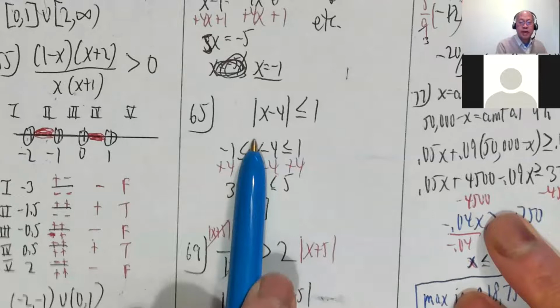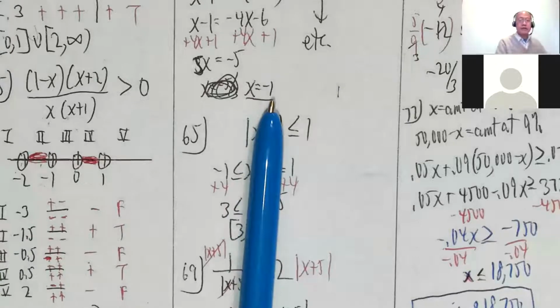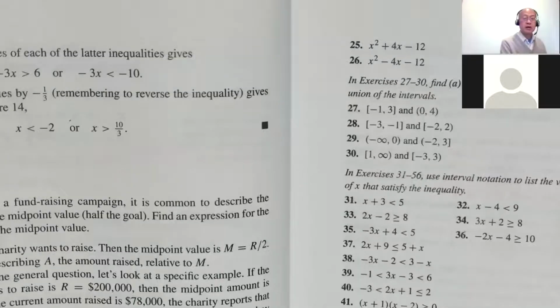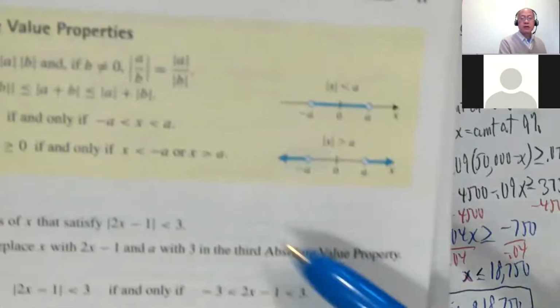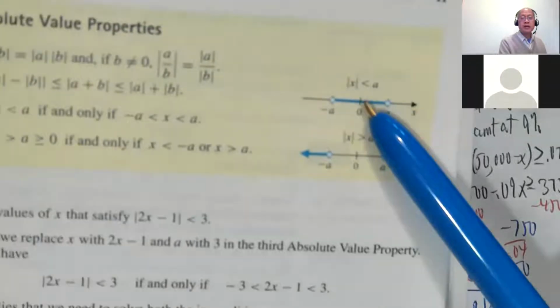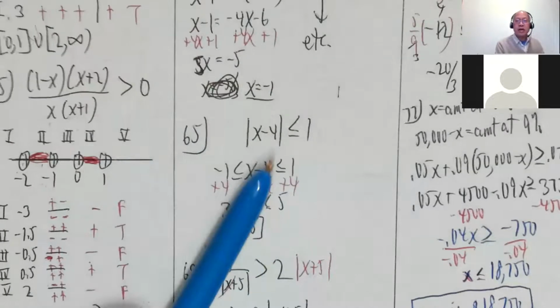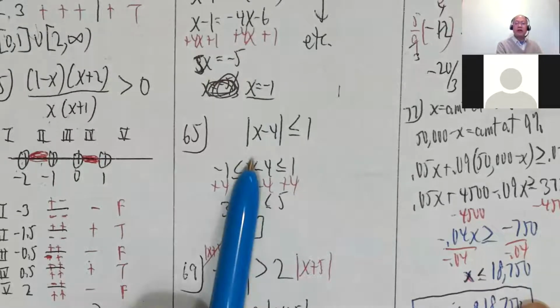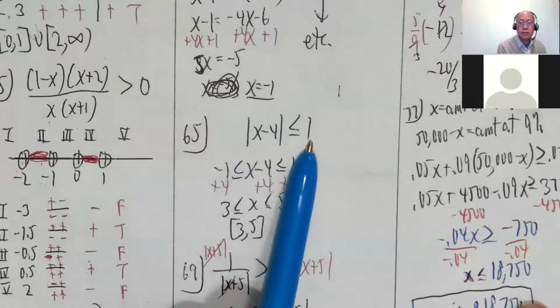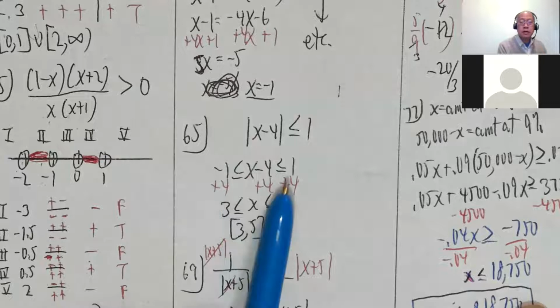65. Absolute value of x minus 4 is less than or equal to 1. Okay, so that falls under the less than or less than or equal to category. So we are between two numbers. The two numbers being negative 1 and 1. So that means x minus 4 is between negative 1 and 1, less than or equal to, less than or equal to. Absolute value of x minus 4 less than or equal to 1. Then drop the bars, put negative 1 here, positive 1 here, less than or equal to, less than or equal to.